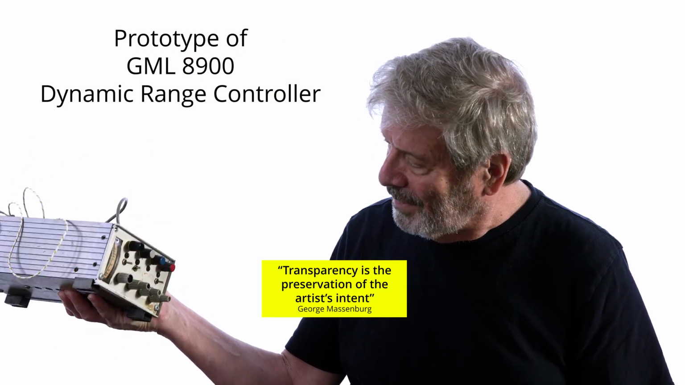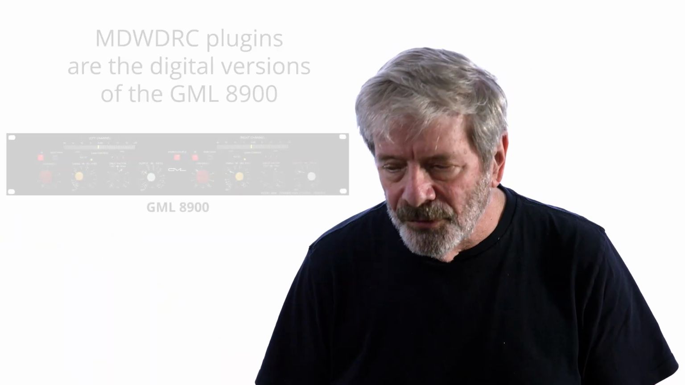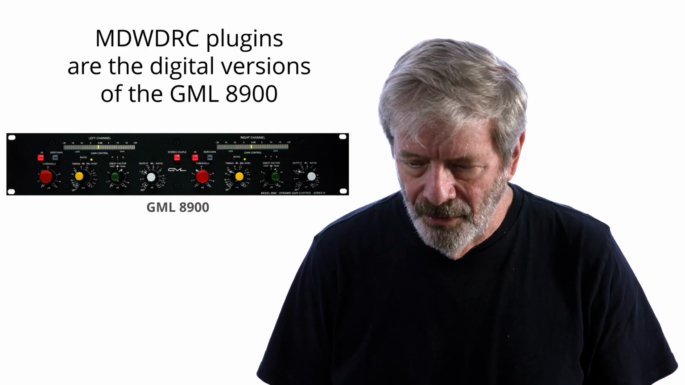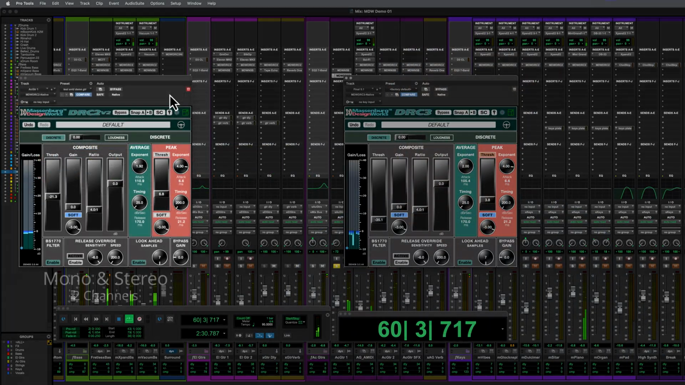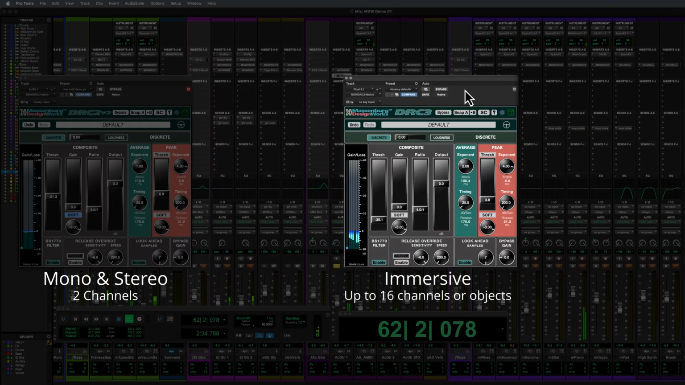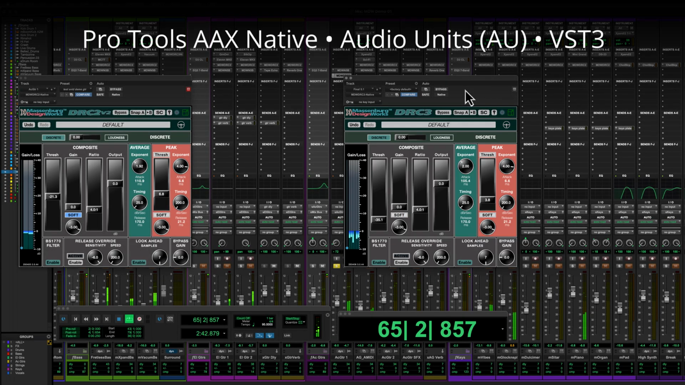George has been working to perfect dynamic controllers for some 50 years, based in large part on bad experiences in the studio with a traditional compressor limiter or two. The MDWDRC2 Native for mono and stereo, and the MDWDRC3 Native for immersive up to 9.1.6 are the result of all that effort and experimentation, and are available for Pro Tools AAX Native, audio units and VST3.